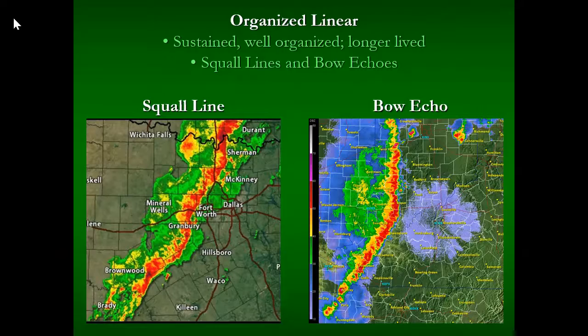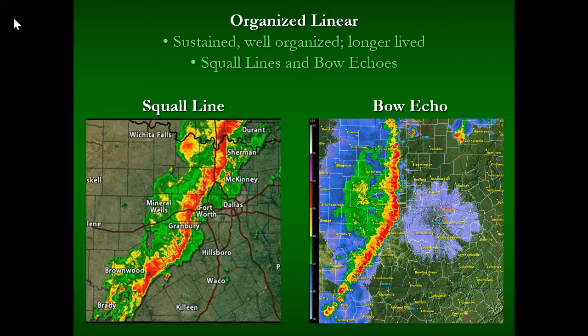Then your thunderstorms develop into either organized linear or cellular. In this case, the organized linear are nice, sustained, well-organized thunderstorms. They have a very good fuel source of warm, moist air. They've got a constant forcing mechanism of perhaps a cold front or lots of daytime heating, maybe a dry line in the case of tornado formation, which we'll talk about a little bit later.